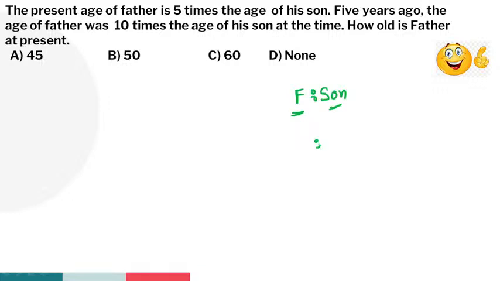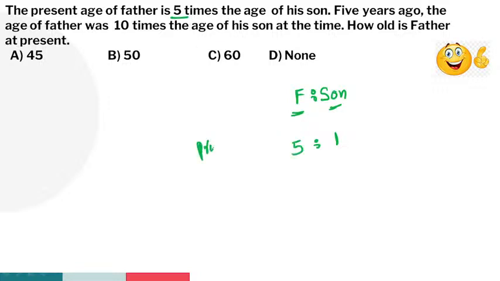Right. First, read the first statement. The present age of father is 5 times the age of his son. Son age, we don't know, guys. Let x, let 1. Let's go with shortcuts, we don't want this basic method. So son age is 1. Father is how many times? 5 times. So 1 into 5, 5.